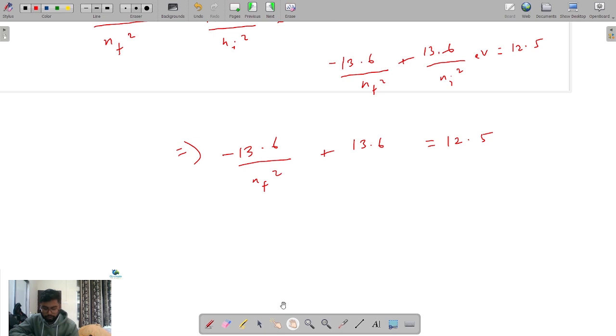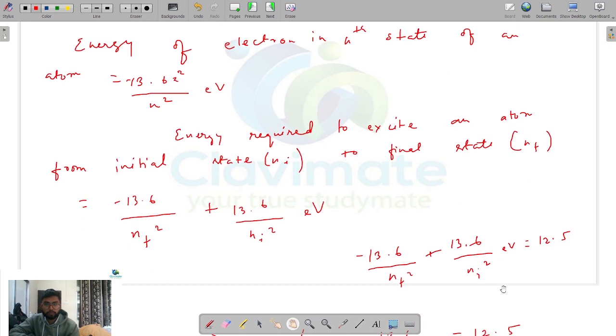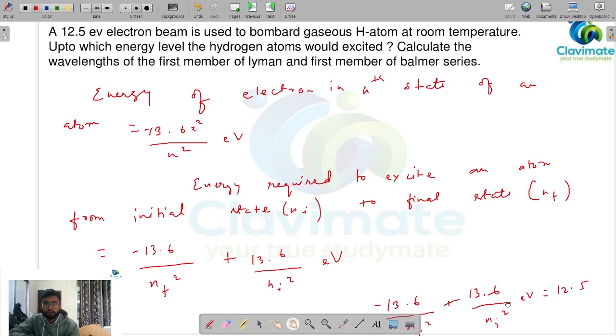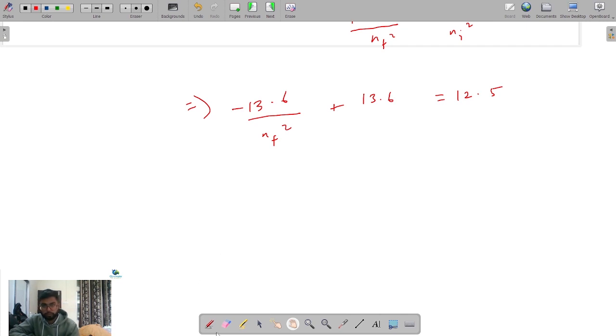Because it is for the ground state, for the ground state we know n initial, this one is not 0, it is 1, so there we have 13.6. So now this implies 13.6 minus 12.5 is equal to 13.6 over nf square.